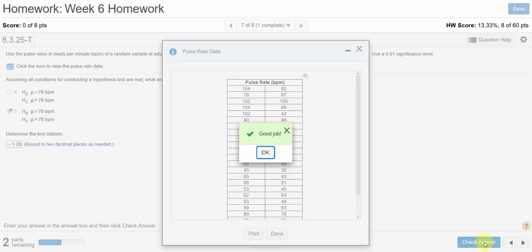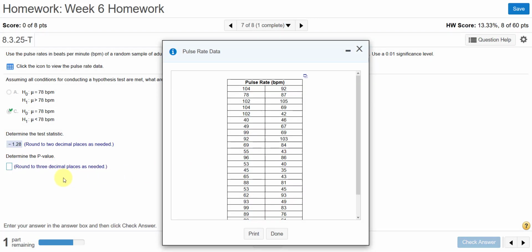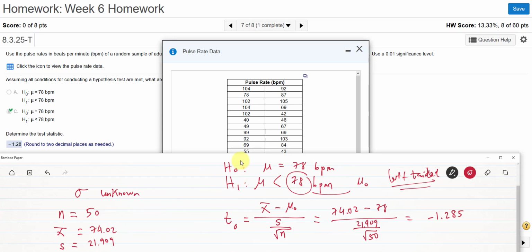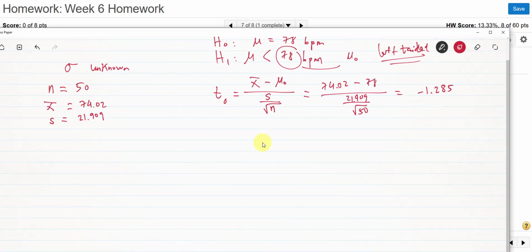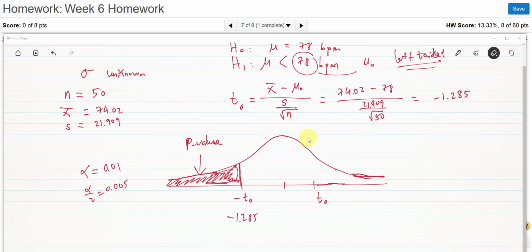Check the answer. And then lastly, they ask you to determine the p-value. Well, we know that in this case, let's do this by hand first. We know that this is the left tail because the arrow is pointing to the left. So if you draw the t distributions, we have a positive test statistic and a negative test statistic, one on the left, one on the right side, because they are symmetrical.